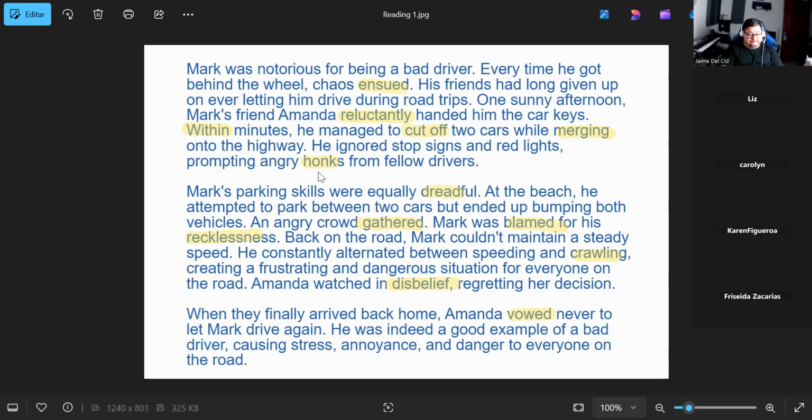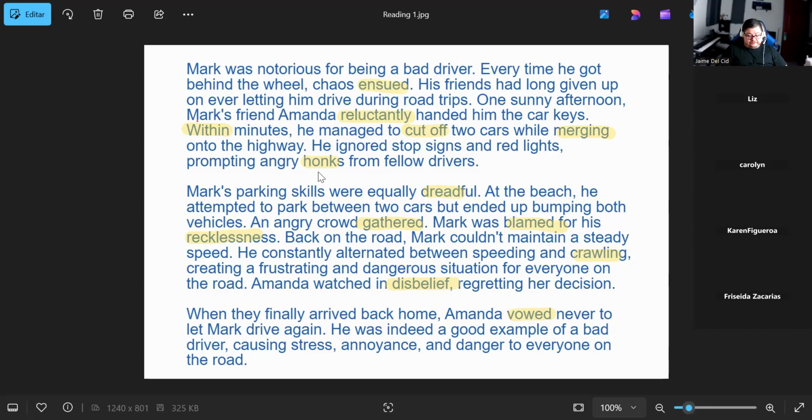Mark was notorious for being a bad driver. Every time he got behind the wheel, chaos ensued. His friends long ago gave up on ever letting him drive during road trips. One sunny afternoon, Mark's friend Amanda reluctantly handed him the car keys.